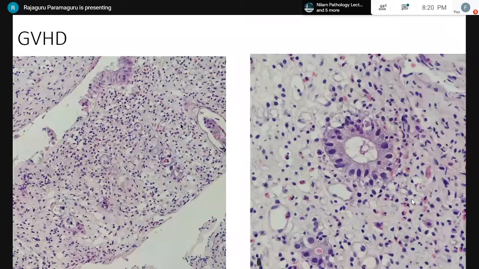So, going on to graft-versus-host disease, this is a case of GVHD where you find the crypts showing lots of apoptosis and thereby atrophy and epithelial cell loss. And you see this over here, this is a neuroendocrine cell. Again, this is a neuroendocrine cell which has survived the insult, and so in certain cases they might look like an aggregate. So this is what it is.